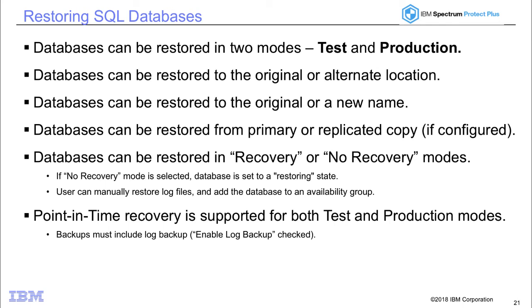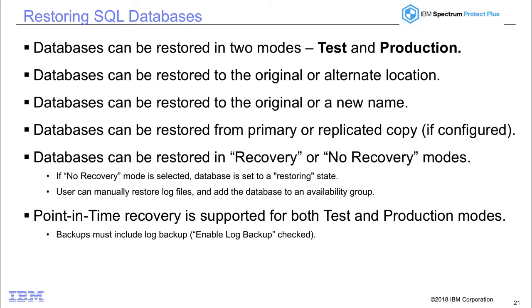And this again is very similar to virtual machines. You can restore databases in two modes, either test or production, and we're going to go over what each one of those means in an upcoming slide. You can of course pick the original location or an alternate location for restoring the database. You can pick the original name or a new name. Databases can be restored from the primary or replicated copy if that is configured.